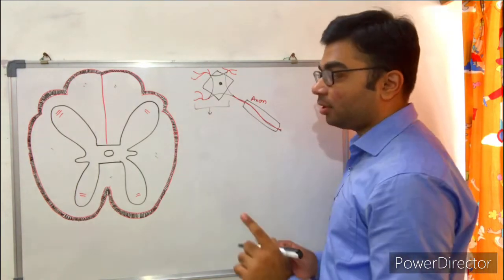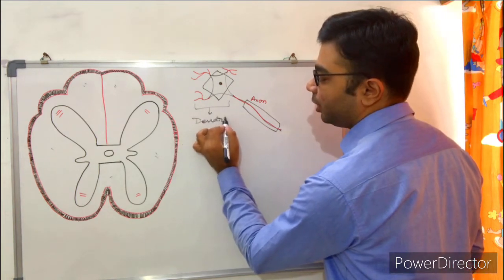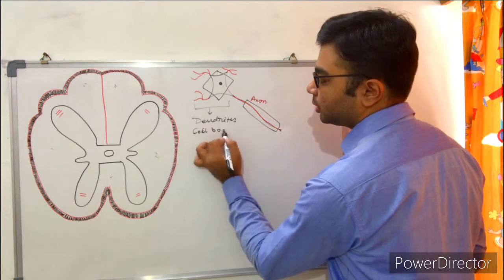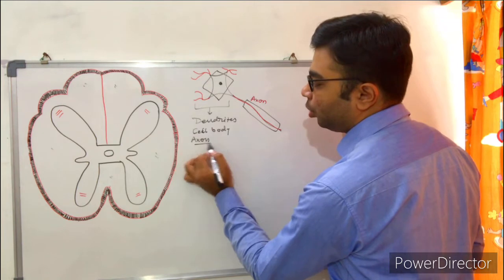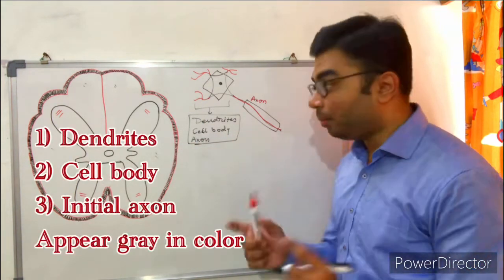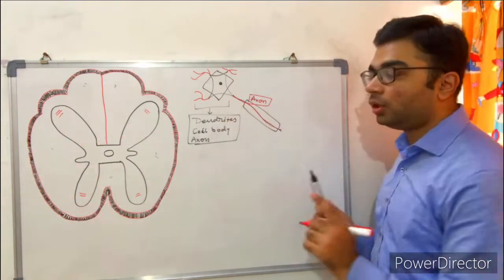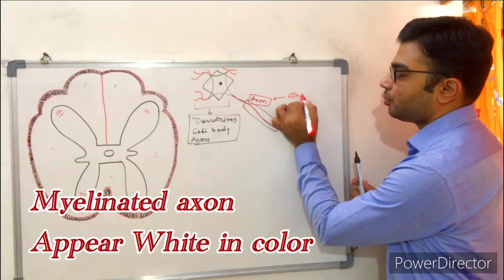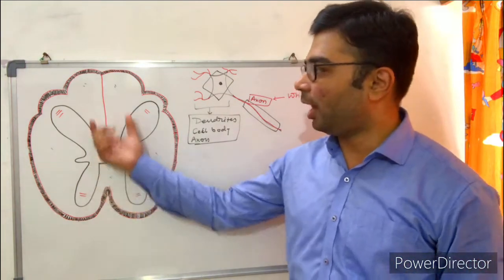and the gray matter shows the dendrites, let me write it over here, the dendrites, cell body, and the initial portion of the axon. All these three structures appear gray in nature, but as the axon is myelinated, all the myelinated axons appear white in nature. So that is the reason why we name it gray matter and white matter.